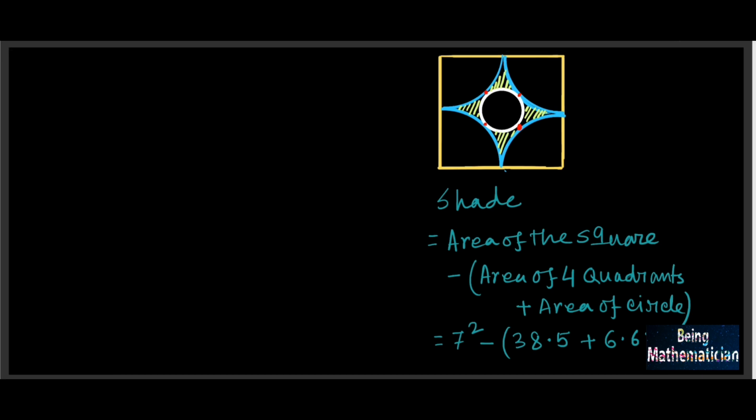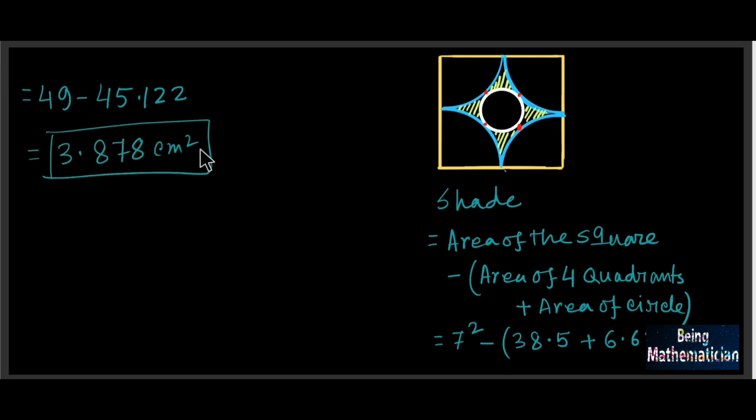Now let's calculate this result. We get 49 minus 38.5 plus 6.622, and it gives us 45.122. And now let's subtract this from 49 and we get 3.878 centimeter square. So this is our answer.